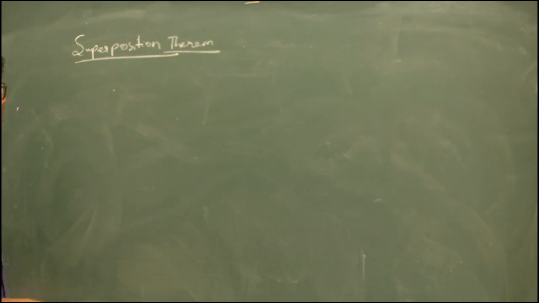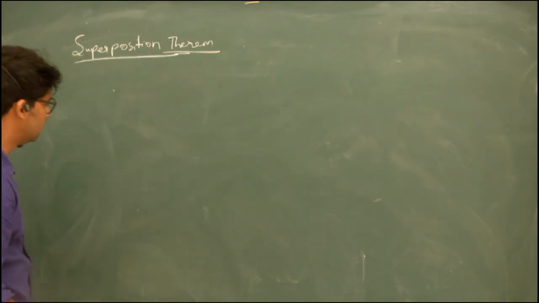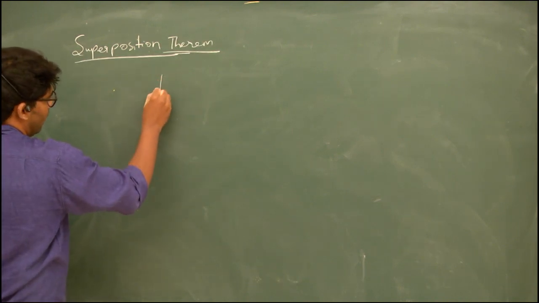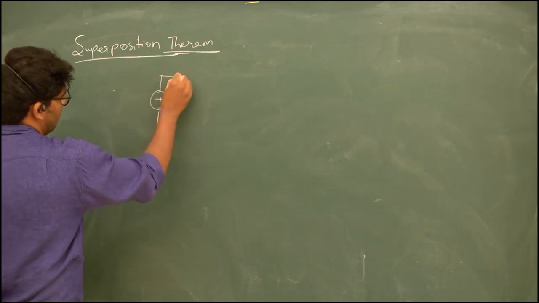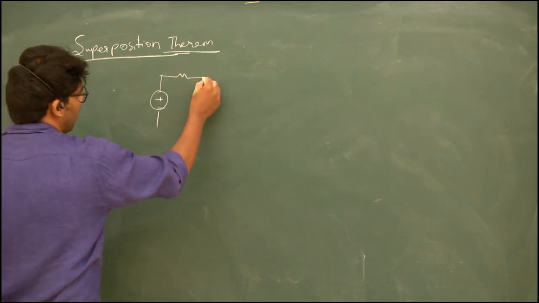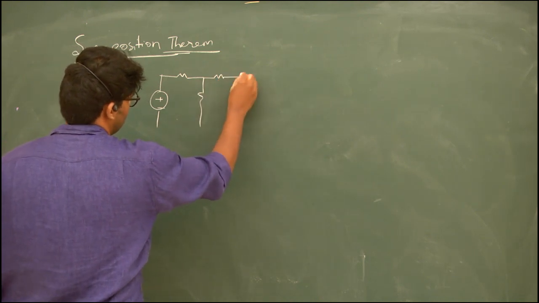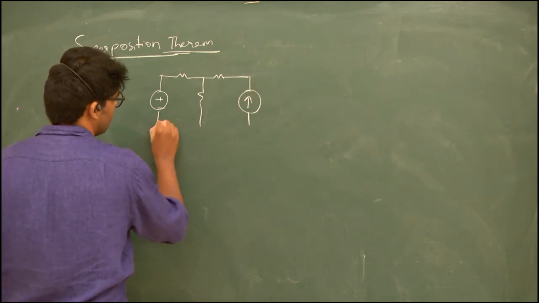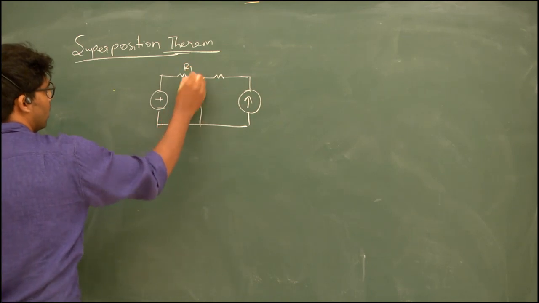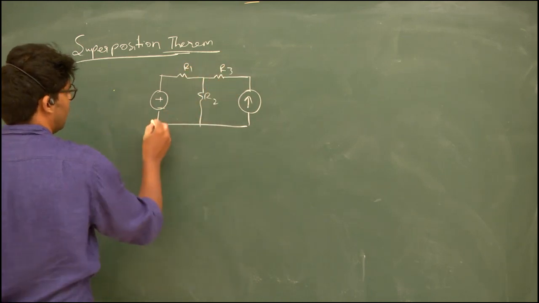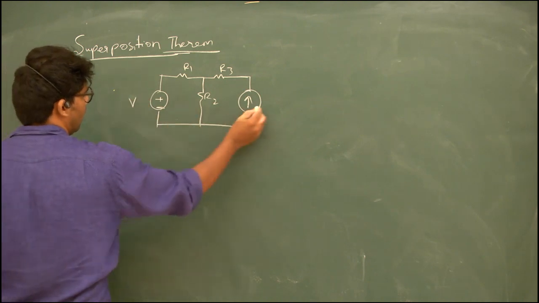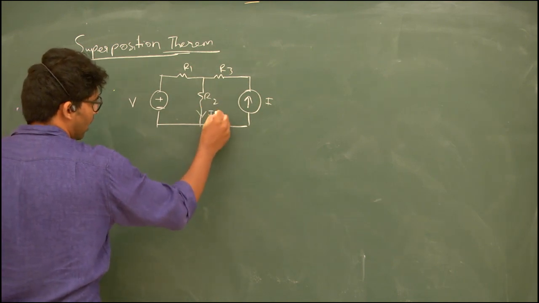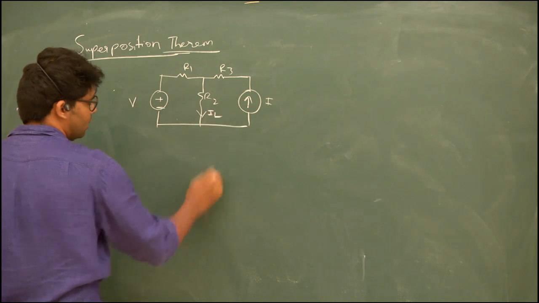So, the superposition theorem. What does the superposition theorem mean? To explain this theorem, I'll take one circuit, again the T circuit. In this T circuit, I have two sources, a current source and a voltage source, with R1, R2, R3, a voltage V and a current I. Now I need the current flowing through R2, that is the load current, let us say IL.